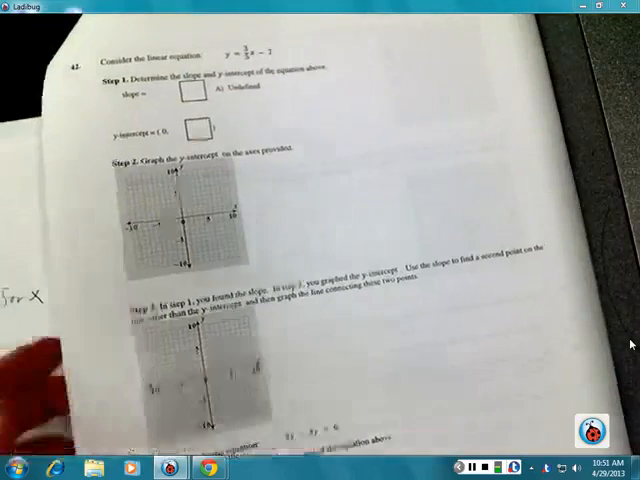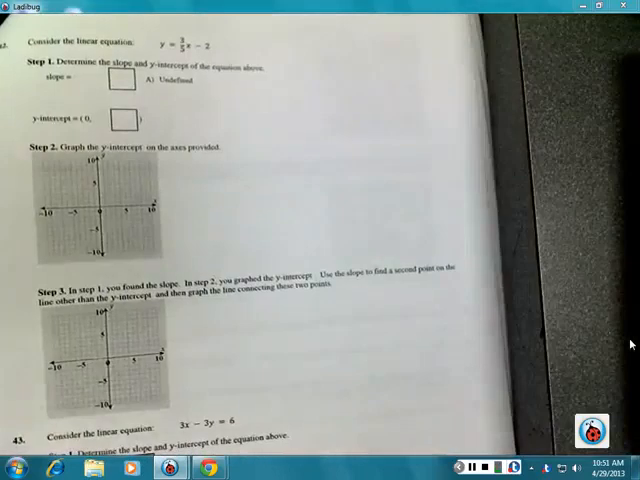Okay, on to 42. This, for some reason, is crooked. There we go, now I've got it straight. Now it's out of focus.